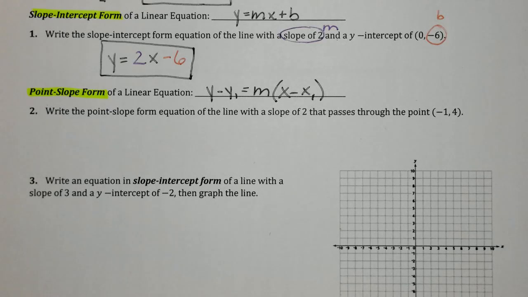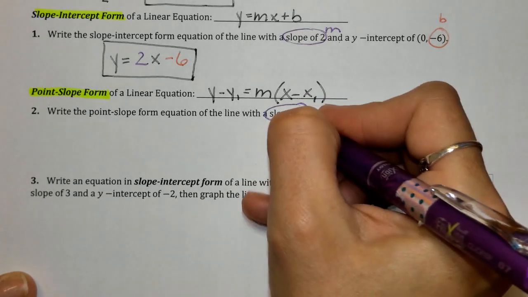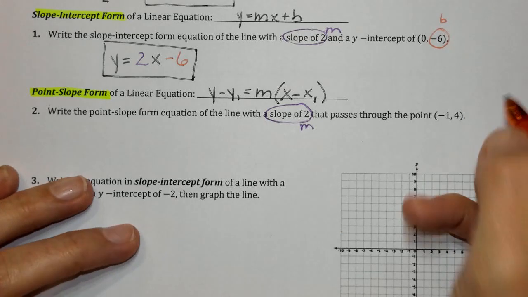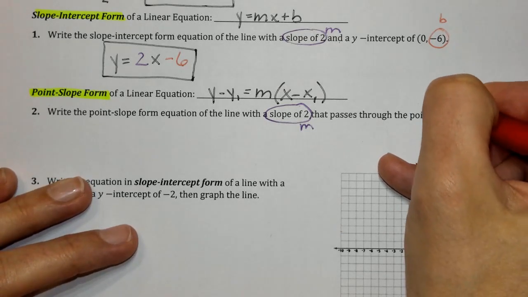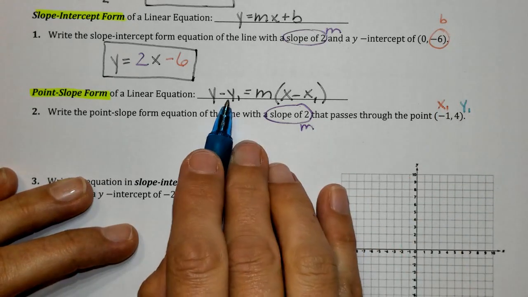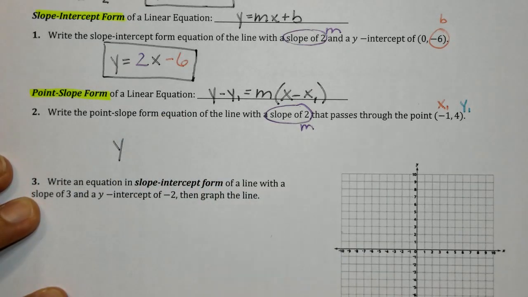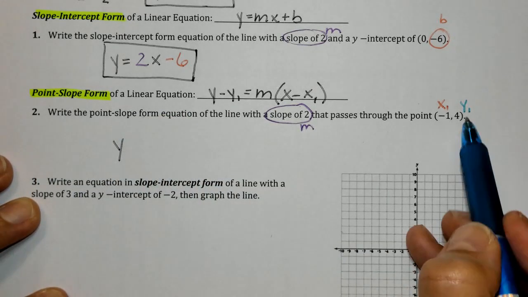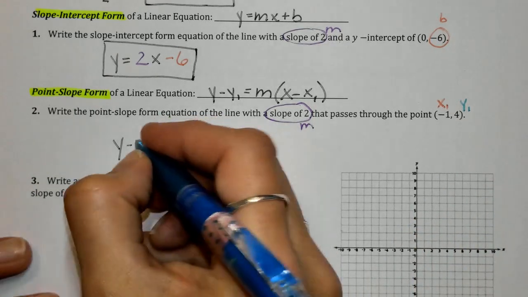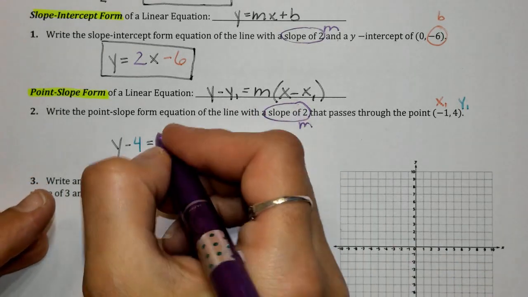So in point-slope form, we're going to write a line with the slope of 2. So there's m. And we've got the coordinates negative 1, 4. So your negative 1 is going to go in place of x1, and your 4 is going to go in place of y1. So following our formula here, we want y minus y1. So we look at y1. Okay, it's a positive 4, so we just plug in minus 4, all equal to m, our slope of 2.